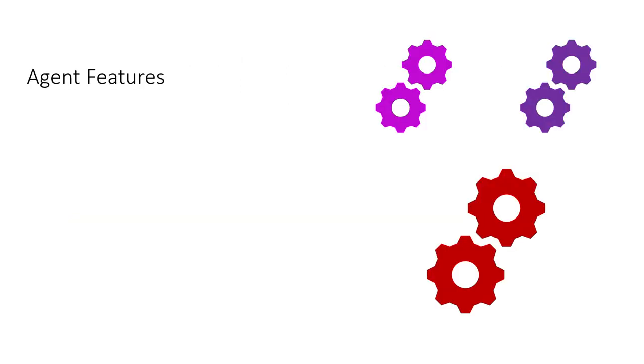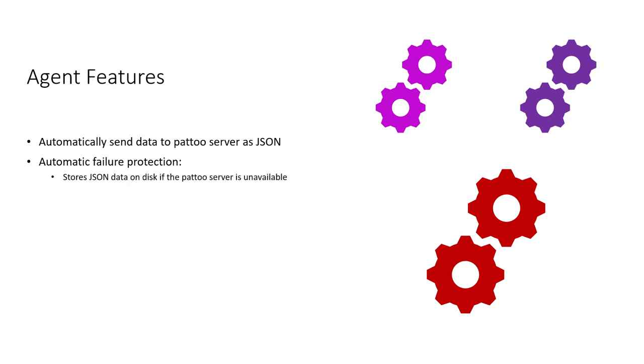So let's talk about some of the features of the agents. We've spoken about this in previous videos, but just as a summary, the agents automatically send the data to the Pattoo server as JSON, and there's automatic failure protections. One of them is that JSON is stored on disk if the Pattoo server is unavailable. The agents pull their information from the various targets. They try to send the data to the central API server. If that is unavailable, they have a failsafe which makes the data get stored on the local disk.